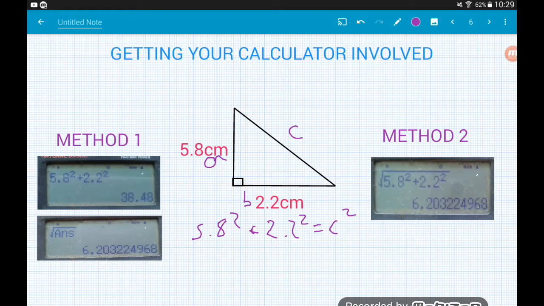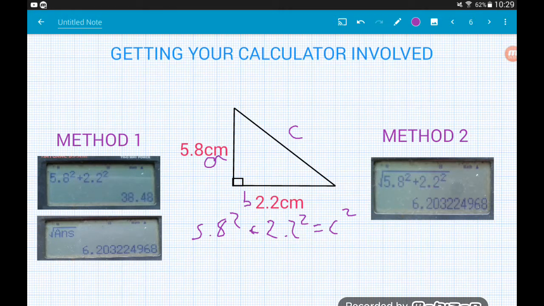Or on the right, I've done it in the one-step method, where I've just done the square root of a squared plus b squared. So if we were to rearrange Pythagoras at the start to make c the subject instead of c squared, we would simply square root, and we would get c is equal to the square root of a squared plus b squared. So that's our one-step method.